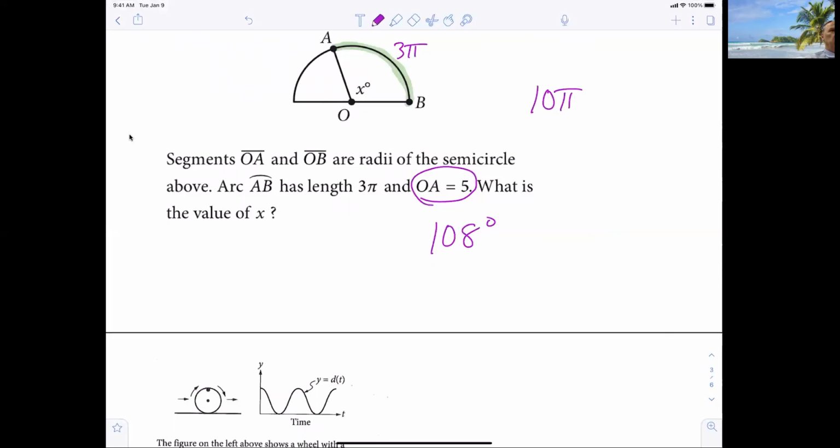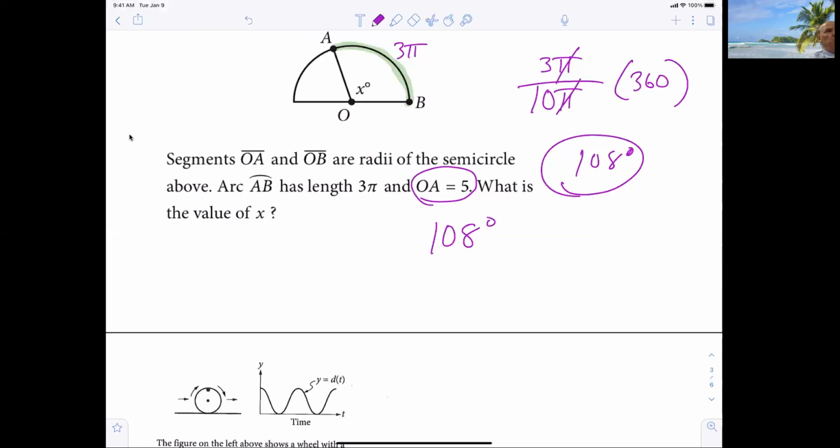Do you agree? But I only went what? I only went 3 pi. Do you agree with that? So I just went what? 3/10 of the circle. And the circle has how many degrees? There you go. 108. Do you agree? 360 divided by 10, 36 times 3, 108 degrees. Yes, ma'am.